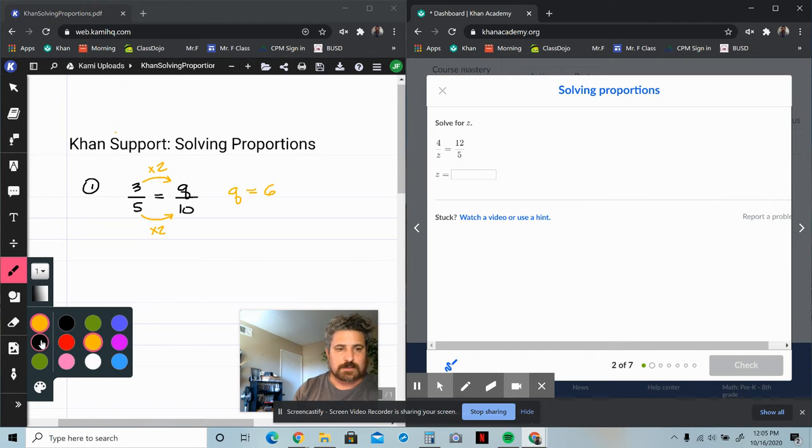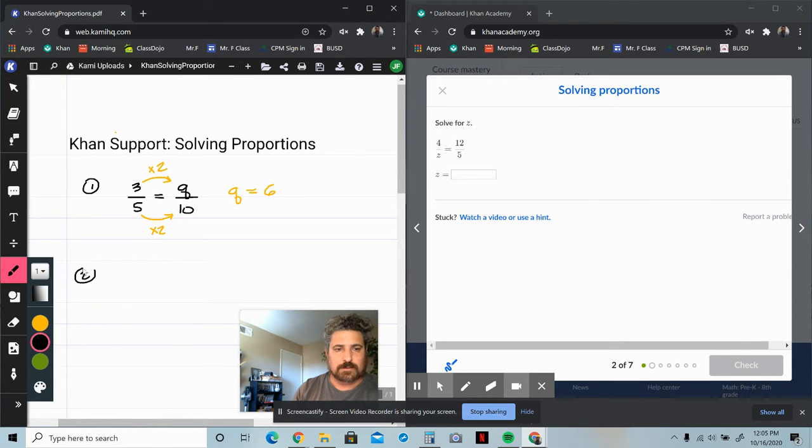Let's see. This one is number 2, and it is 4 over z is equal to 12 over 5. Once again, another pretty easy one. Why is it easy? Because when I look at the relationship across the top, I see 4 and 12 are compatible. I know that 4 times 3 is 12, and 12 divided by 3 is 4. So in this case, I want to go from the 12 to the 4, because I want to go from the 5 to the unknown variable.